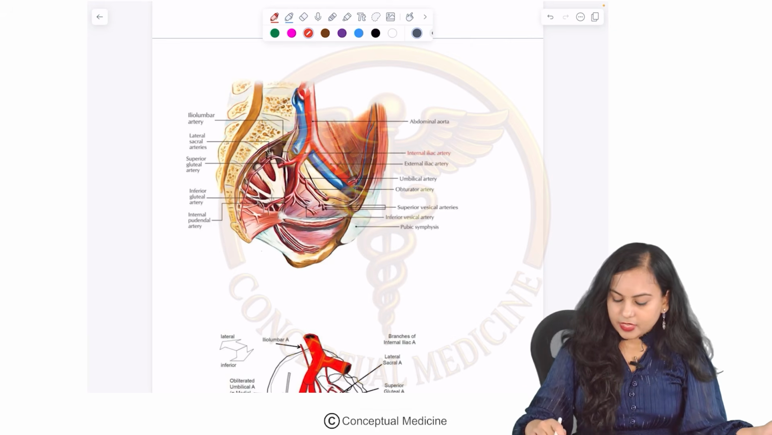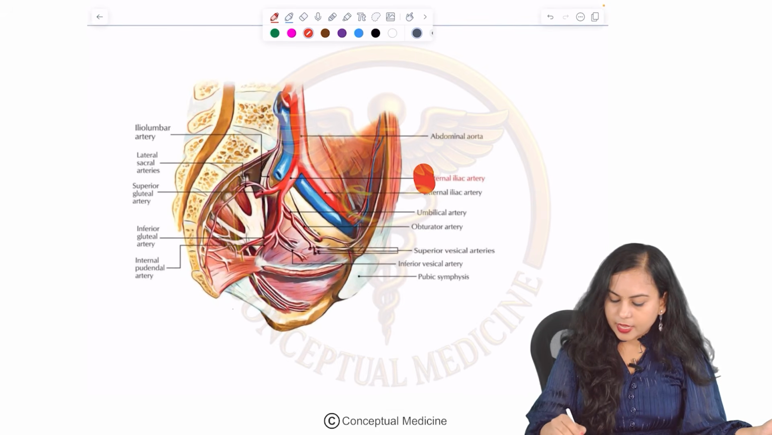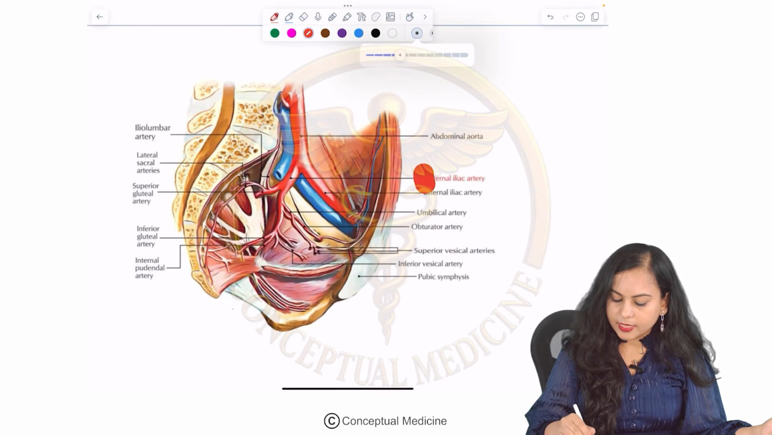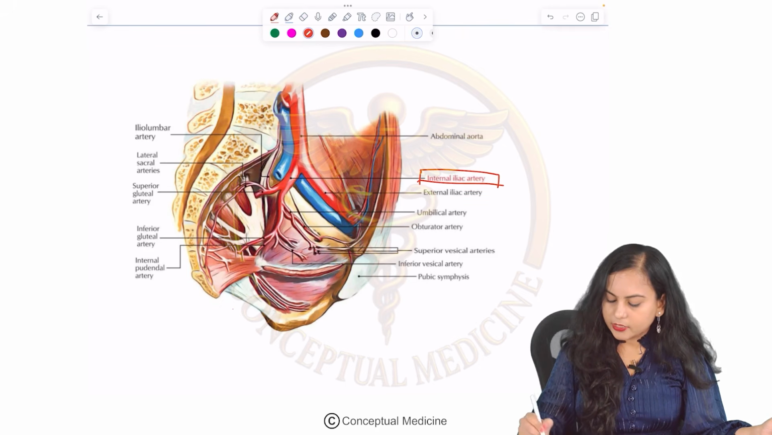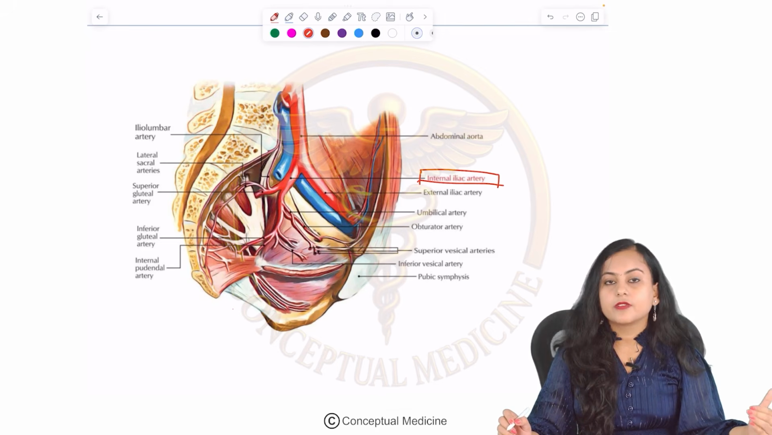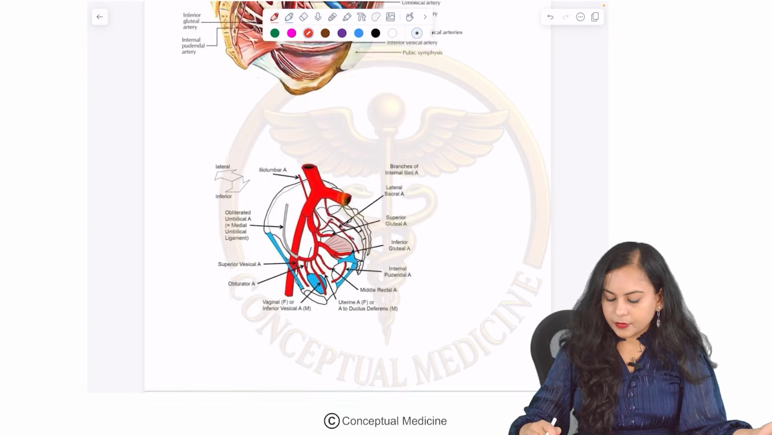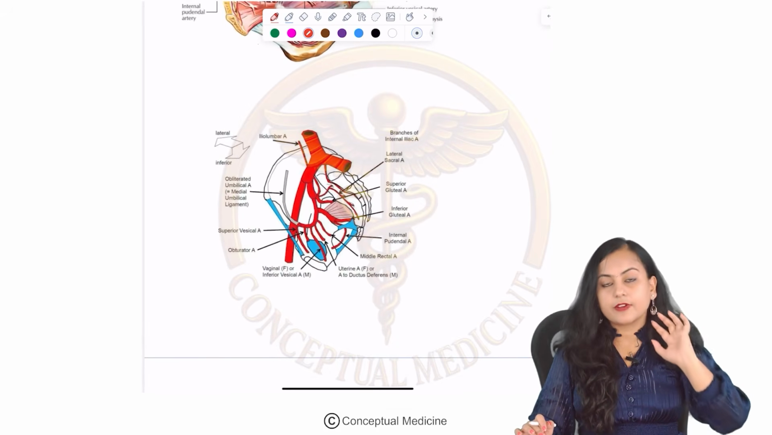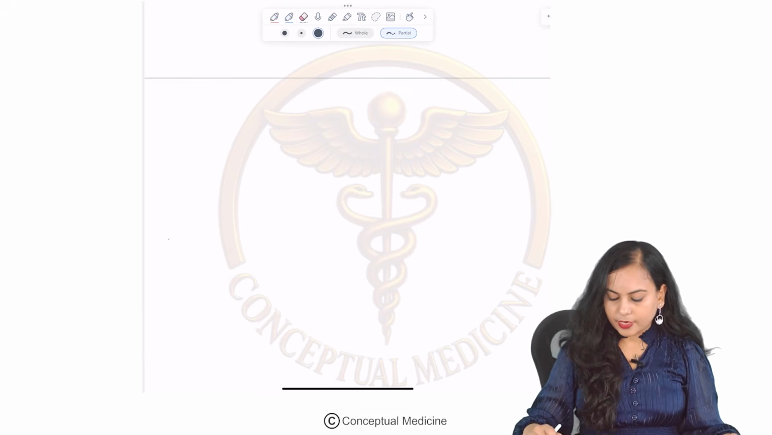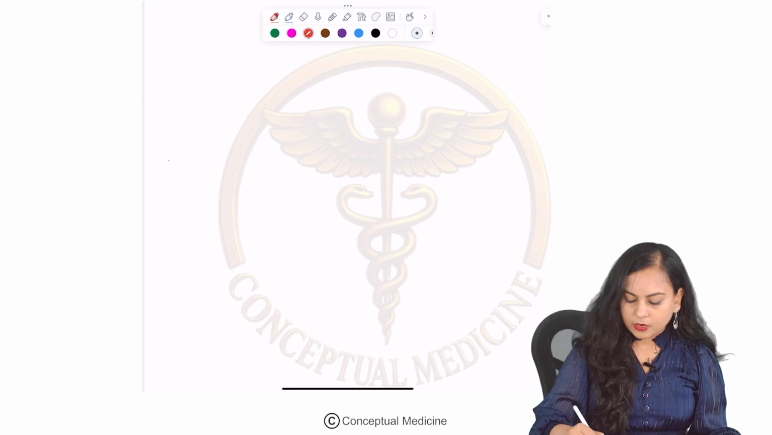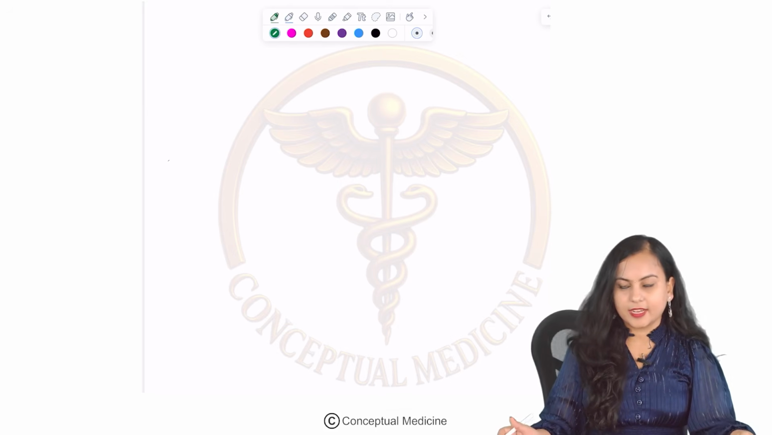One of the most important arteries we have to discuss in obstetrics is the internal iliac artery. We all know internal iliac artery arises from the common iliac artery, which in turn is a branch of the aorta. Internal iliac artery branches are very frequently asked in obstetrics. You have to know all the branches. Before seeing the branches, let me tell you the most common mnemonic that is used for the branches of internal iliac artery.